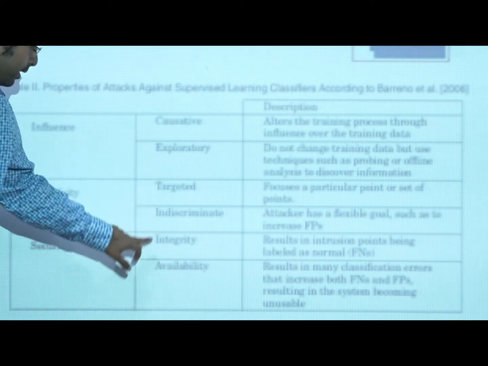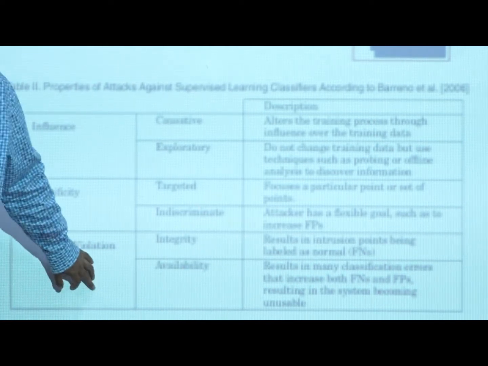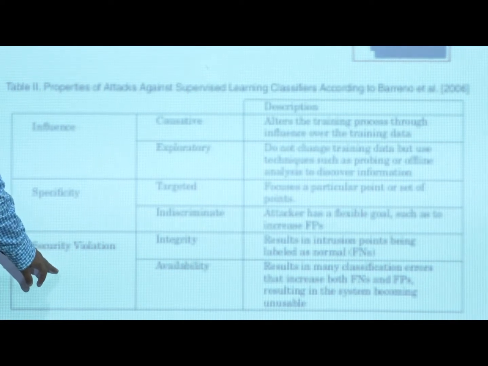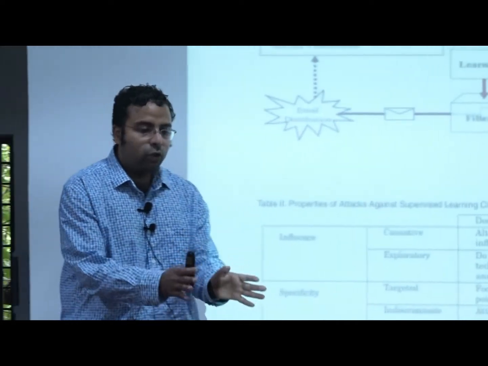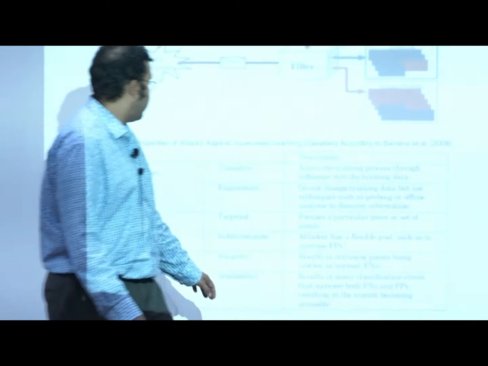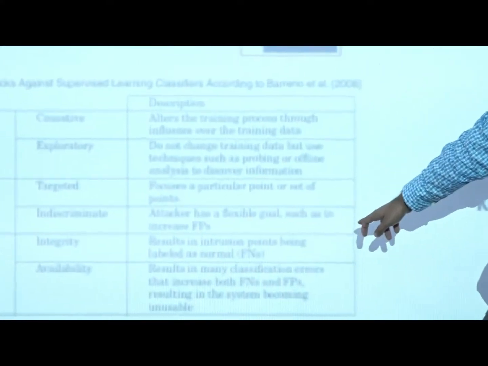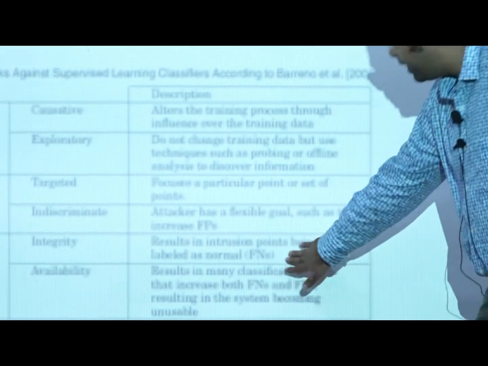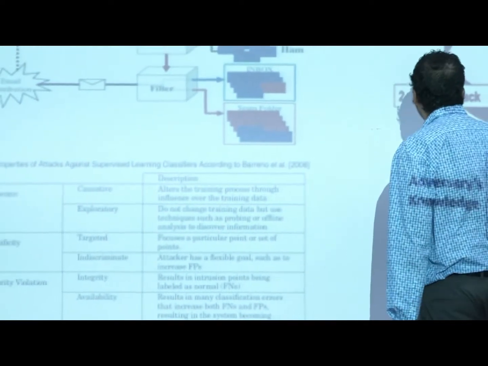So there is an exploratory attack, there is a causative attack, and then there is this CIA, confidentiality, integrity, availability, which can be affected from the data which the attacker has created with respect to the model which is being targeted. So here there is a definition. So for example, integrity results in intrusion points being labeled as normal points. So this will be the attack objective in terms of machine learning oriented cyber security.